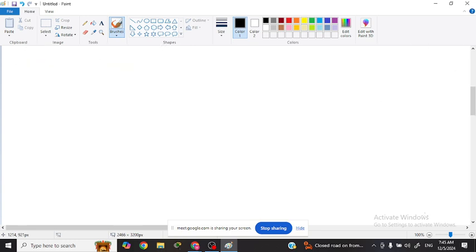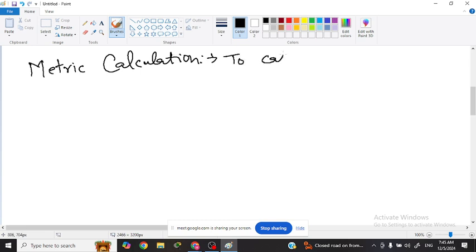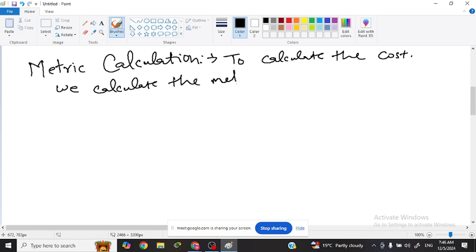So the next topic is metric calculation. There are some parameters for the composite metric calculation. What is the purpose of the metric calculation? To calculate the best path, to calculate the cost. Okay. So we calculate the metric value with the help of K values.